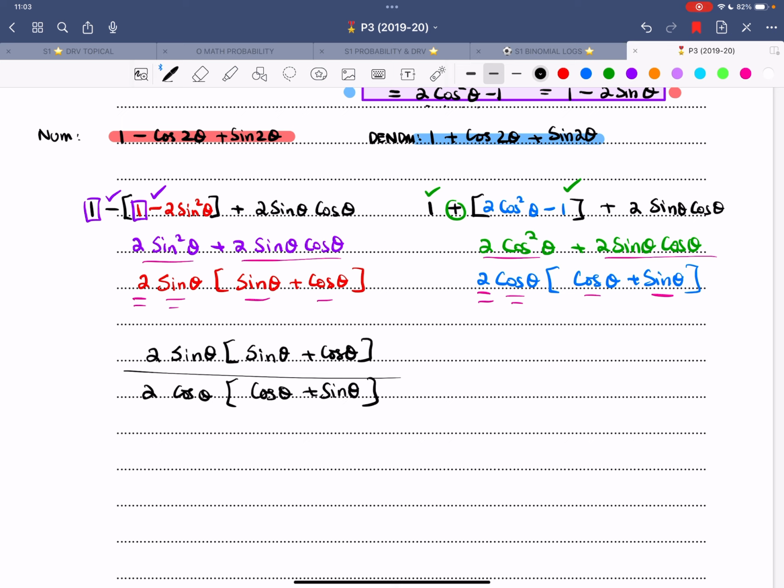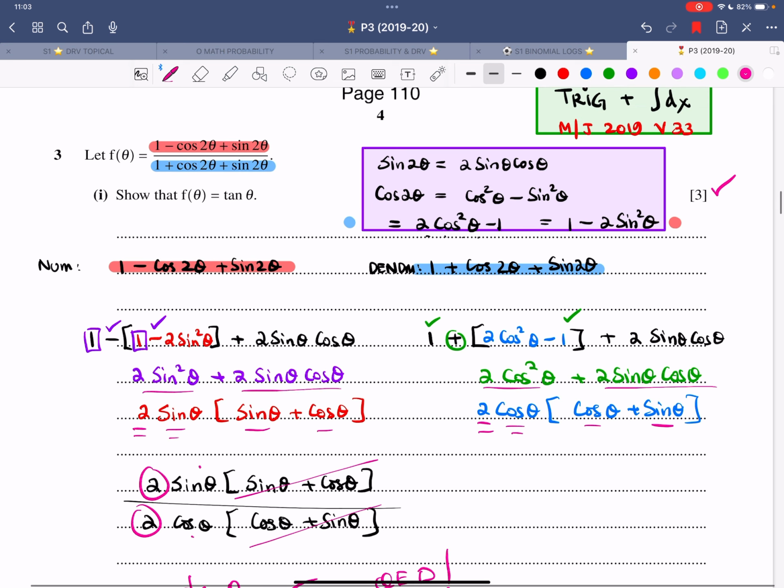So now these two things are the same, they cancel out. The 2 cancels out with the 2. Sine over cos is tangent theta, quite easily done. And that is how I have obtained the 3 marks from here.